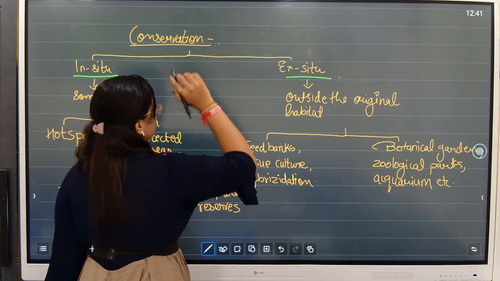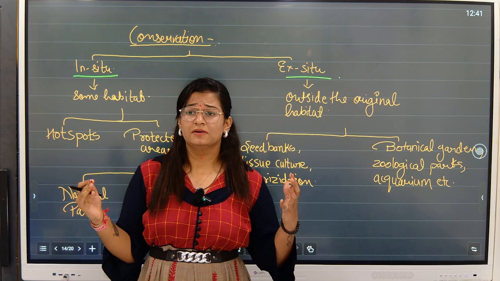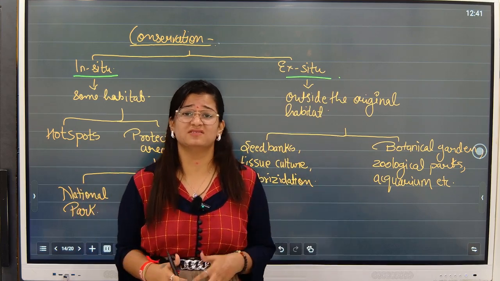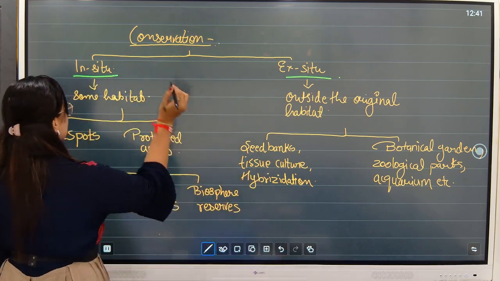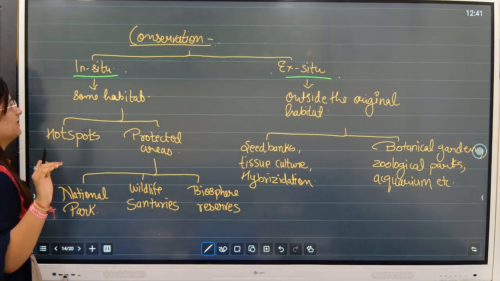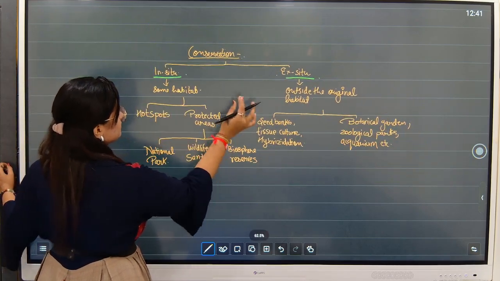So when we talk about conservation, conservation is more about conserving all the extinct species and threatened species, correct? So basically we have divided conservation into two types, in situ and ex situ. So the conservations are divided into two types.